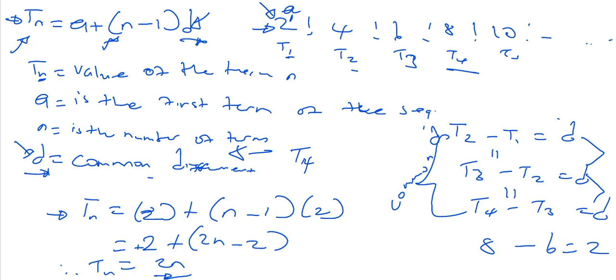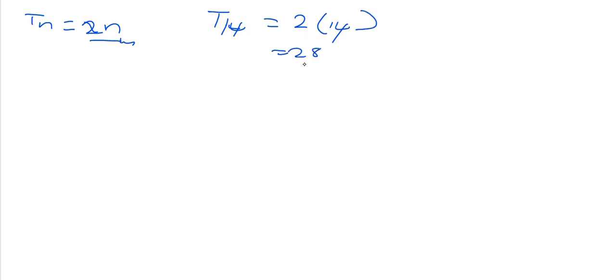So let's try to have a clean sheet. Our formula is Tn equals 2n. If we are required to calculate T14, we're going to say 2 into 14, which is 28. That's the value of T14, and so on. Even if they say T32, you're going to say 2 into 32, and this is going to give you 64.